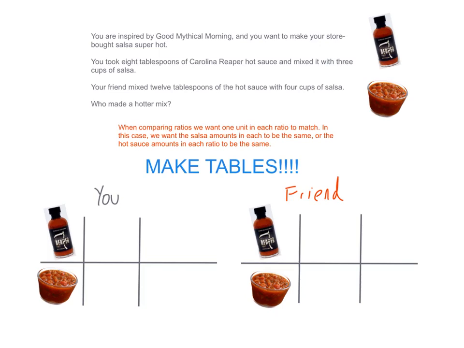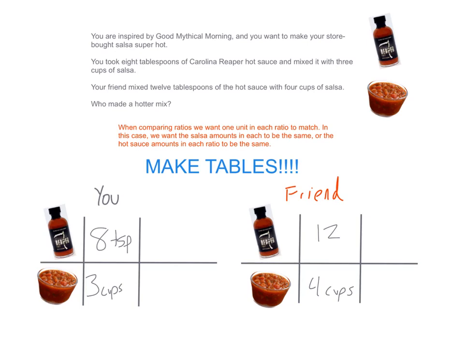So in this case, we can try and get the salsa amounts to be the same, or we can get the hot sauce amounts to be the same, and we can use either one of those to compare. So we're going to do tables here. And so for you, what should we put in there? Well, what do we know about you? You took 8 tablespoons of Carolina Reaper sauce, so 8 teaspoons, and you mix it with 3 cups of salsa, right? Now, what about your friend? Well, we know your friend mixed 12 tablespoons of the hot sauce with 4 cups of salsa.